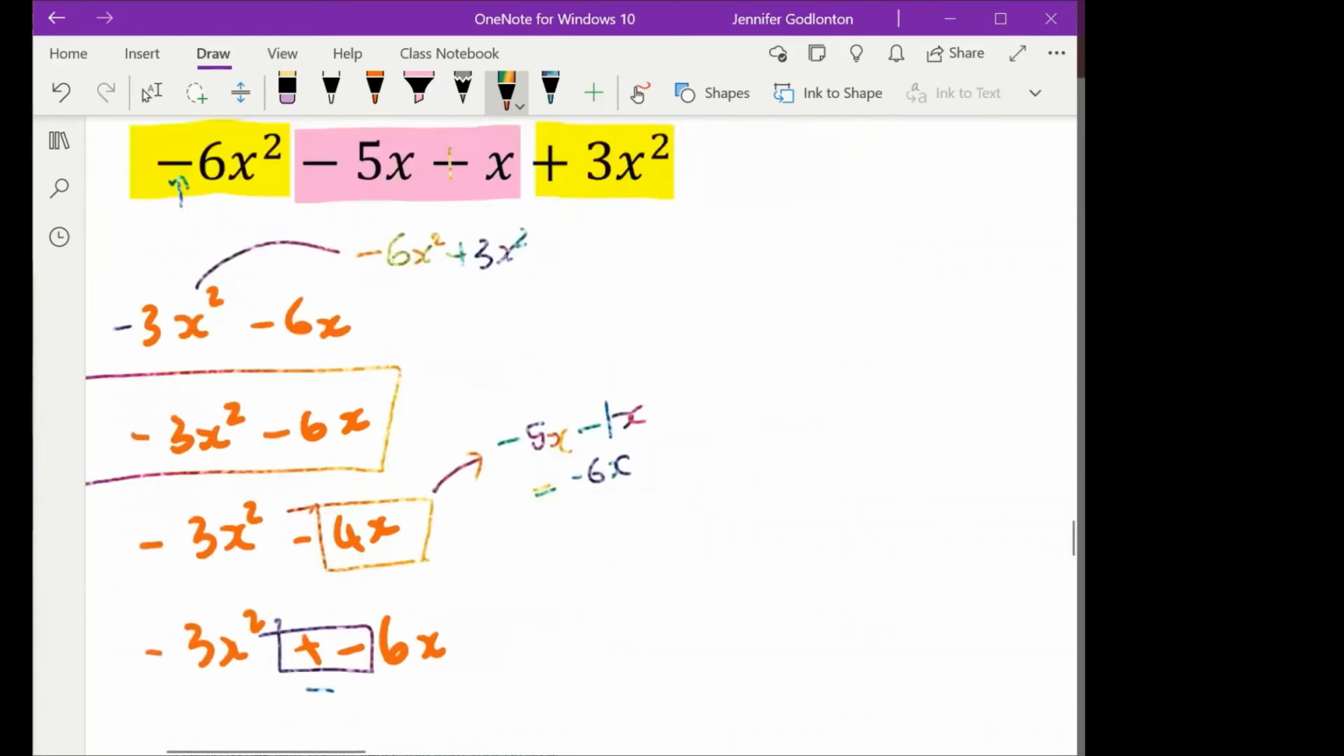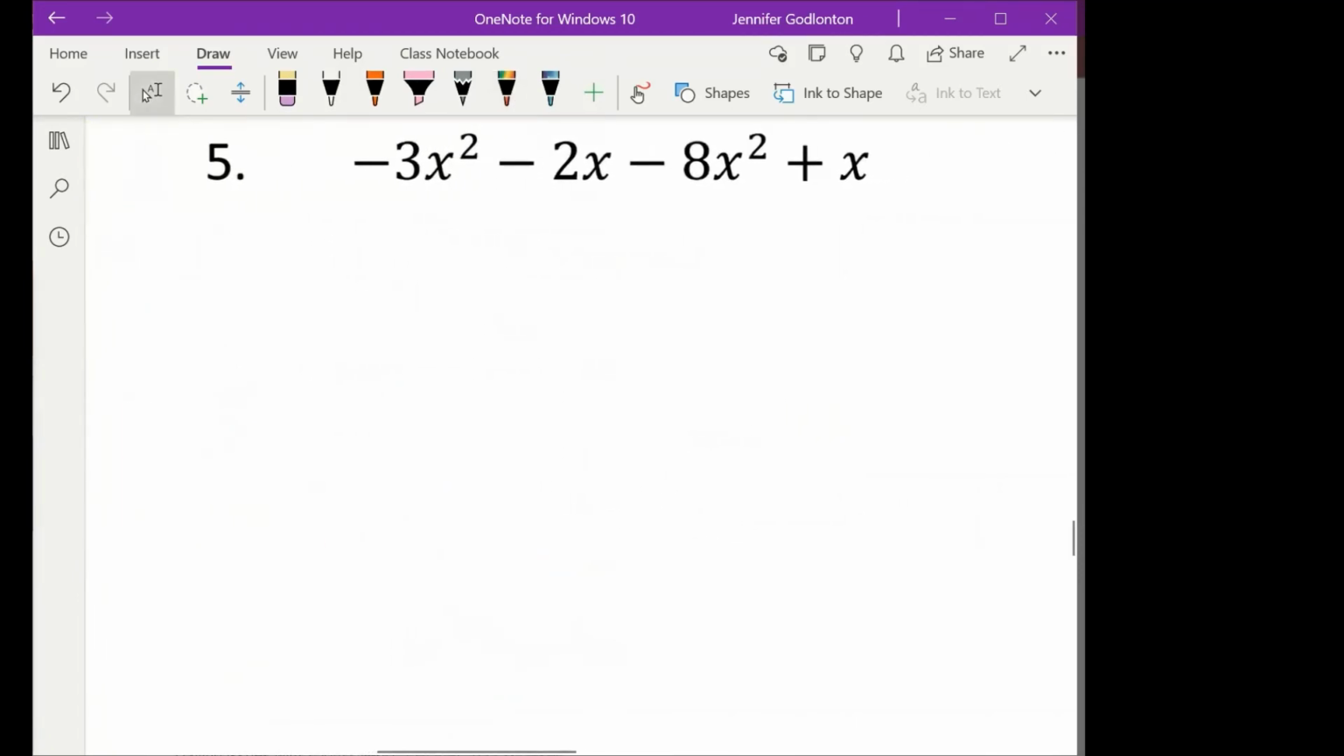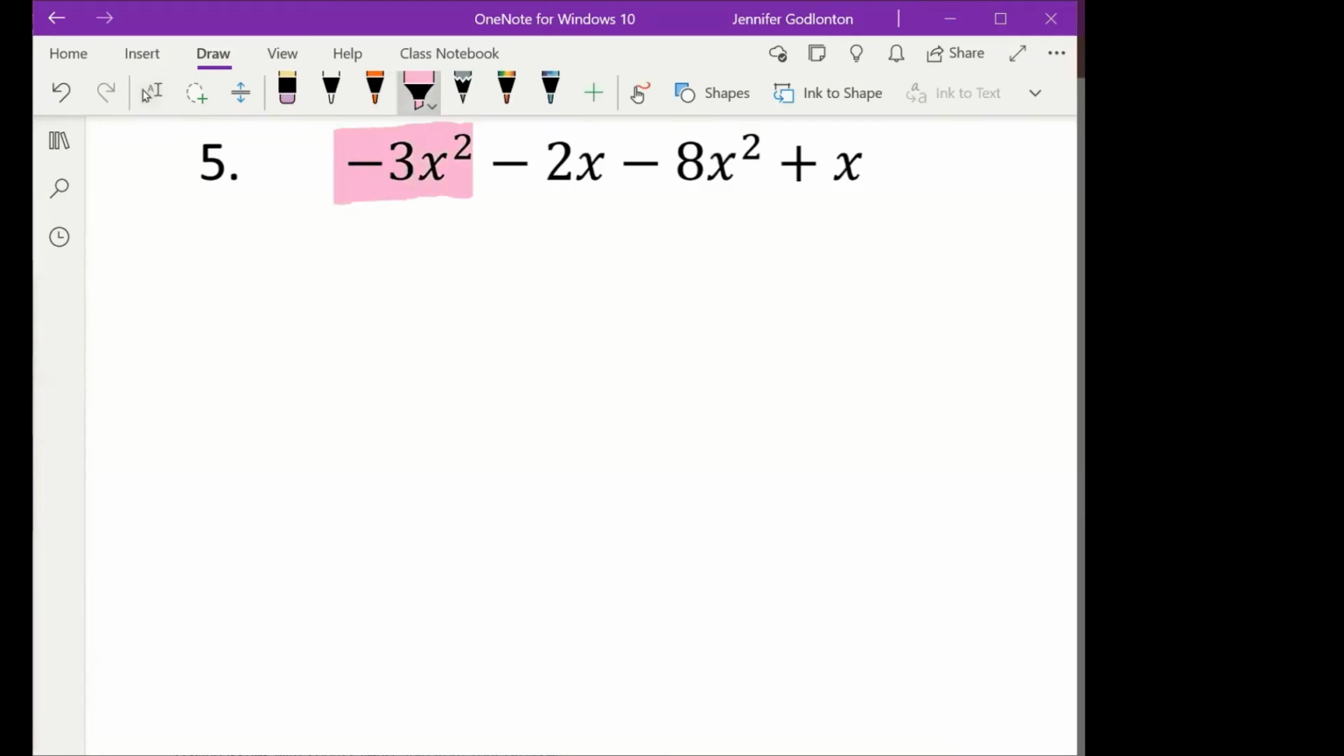Okay, let's try this one. Let's see if we can not make that same mistake. Let me just highlight for you quickly.